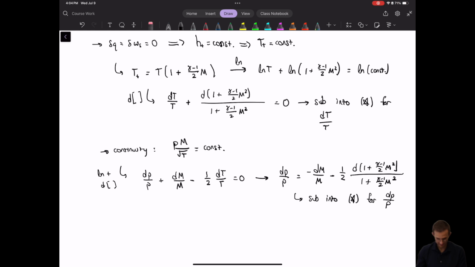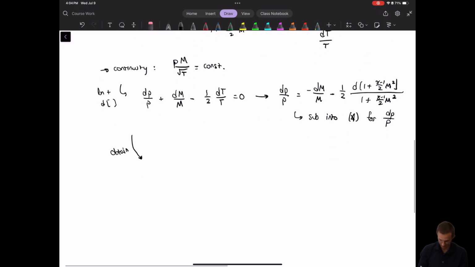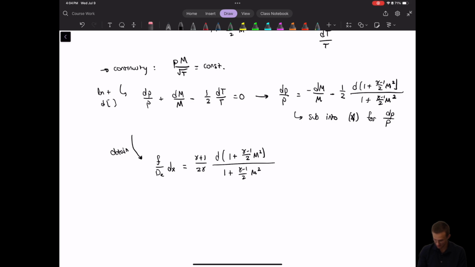Okay? And then once we do that substitution, we're going to obtain, and there's some steps omitted here, what we end up with is f over dE dx is equal to gamma plus 1 over 2 gamma times this quantity d of 1 plus gamma minus 1 over 2 m squared over the quantity 1 plus gamma minus 1 over 2 m squared, plus 2 over gamma dm over m cubed minus gamma minus 1 over 2 gamma quantity, or d of the quantity m squared divided by m squared. Okay?